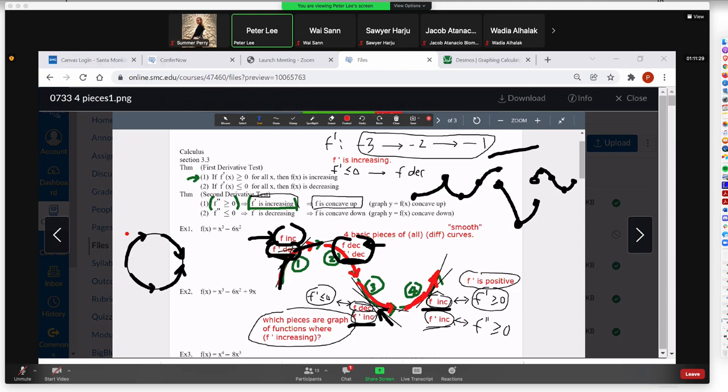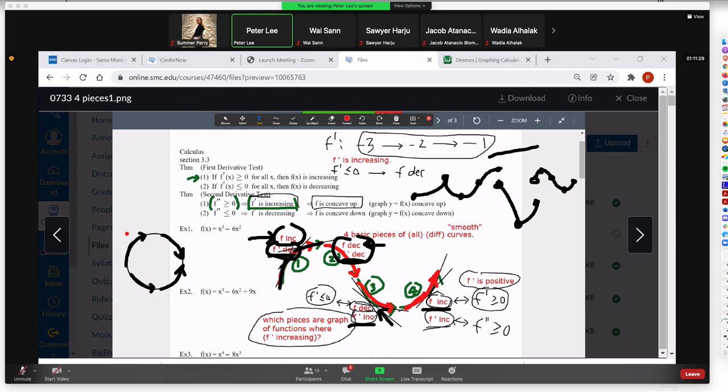So now let's look at piece number 1. This is piece number 1. You can see f is increasing because the derivative is positive. And second, f prime is decreasing. If you see this part, what do you see? F prime is decreasing. You see the slope here? The slope is actually decreasing.